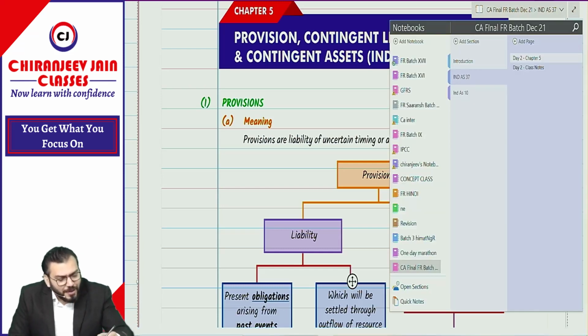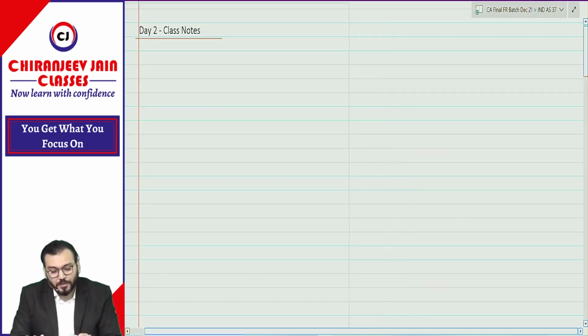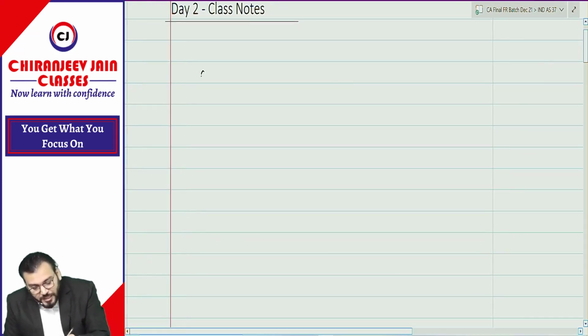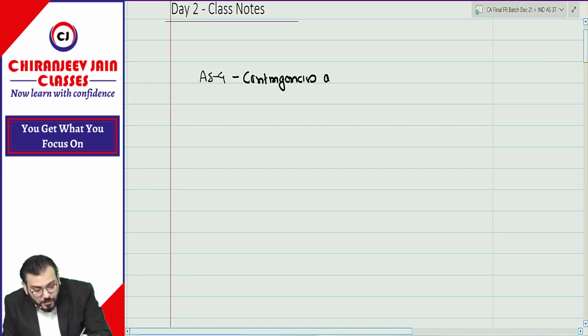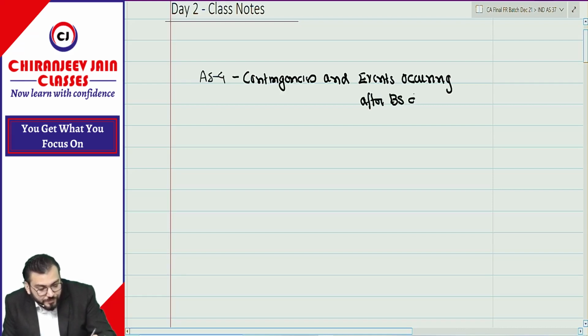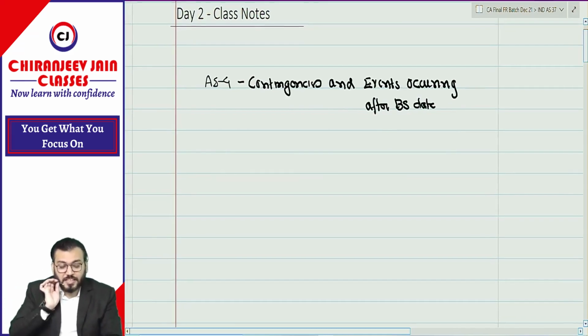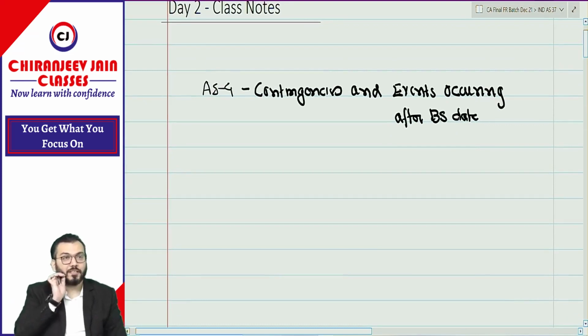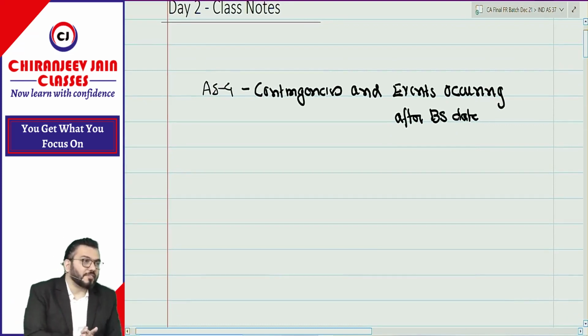Correct? Now, have you done AS4? What is AS4? AS4, I hope everyone has done. Contingencies and events occurring after the balance sheet date. This AS4 actually has two parts. You can see contingencies and events occurring after balance sheet.